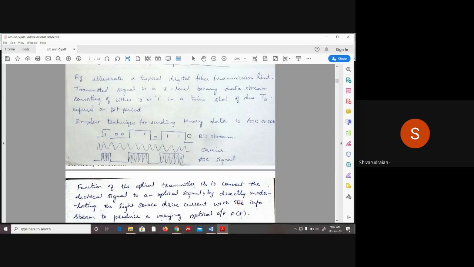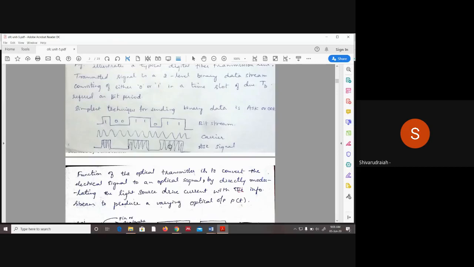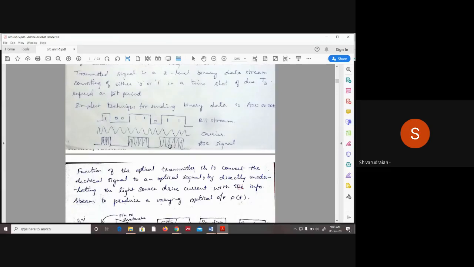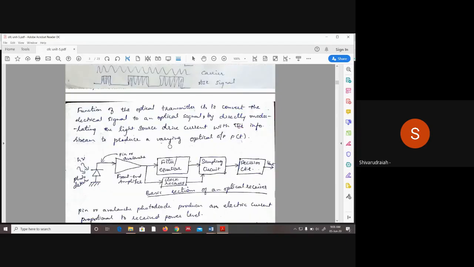First is your bit stream, that is the information in terms of binary ones and zeros. The second waveform indicates the carrier, which carries your digital information. And the third one is the amplitude shift keying. So after modulation, this is how the shape of the modulated signal looks like. Okay, so this is one of the modulation techniques that can be used in order to transmit your binary or digital information through optical receivers. I mean optical communication block or optical link.